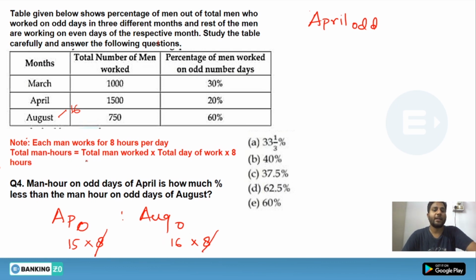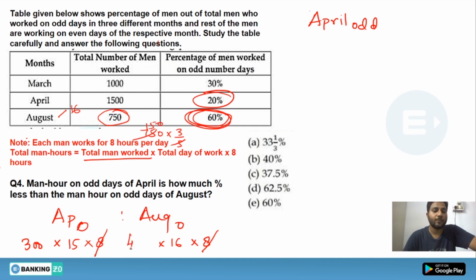Now we have to find out the total men who worked an odd number of days in April, which would be 20%, that means 300, on an odd number of days. In the month of August, 60% of workers worked an odd number of days. So 60% of 750 would be 450. Now what we can do is eliminate this method.